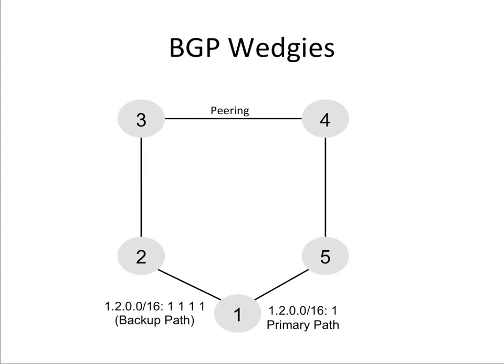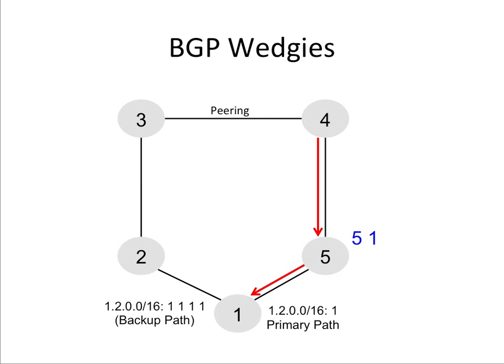Whenever we have this kind of multi-homed network, we would like to designate one of the links as primary and the other one as secondary. In this case, what's the primary link? It's 1.5. 5 is our default, primary provider. Whenever 5 goes down, or the link between 1 and 5 goes down, we would like to use 2 as our backup provider.